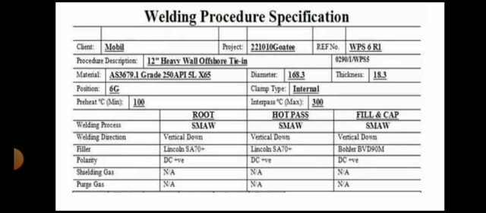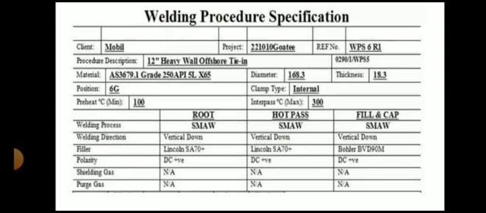Then the material, what kind of base metal you are using, diameter, thickness, so the information related to the base metal. Then position, here it is 6G, that means what position you are going to use. Then clamp type, how you are going to clamp it. Then preheat, here it is mentioned 100 degrees Celsius, this is the preheat temperature. Then interpass temperature, that is 300 degrees Celsius. Then which welding process you are going to use for root, hot passes, and filler and cap. Here we are using SMAW for all these operations. Then the welding direction, here we are using vertical down.